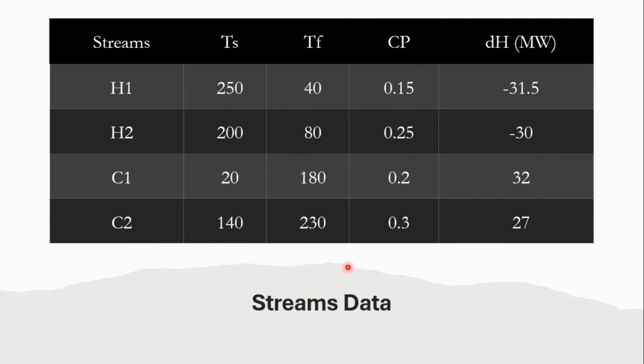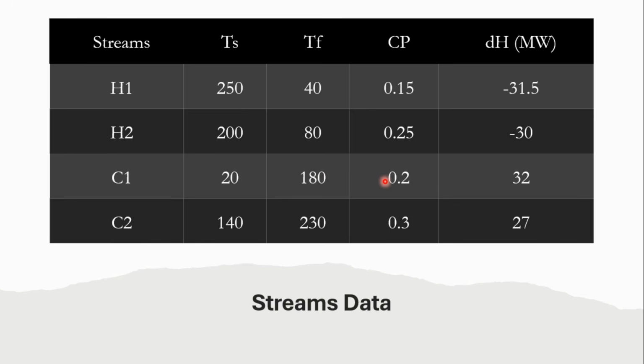So this is the streams data that has been provided to us, and the streams are H1, H2, C1, C2. That represents there are two hot streams and two cold streams in the process. We have been given the supply temperature and the final temperature of these streams that are 250 degrees centigrade to 40 degrees centigrade for H1, whose Cp is 0.15, and the delta H or the heat load is 31.5 megawatt. For H2, it is from 200 to 80 degrees centigrade with a Cp of 0.25 and the delta H is 30 megawatt.